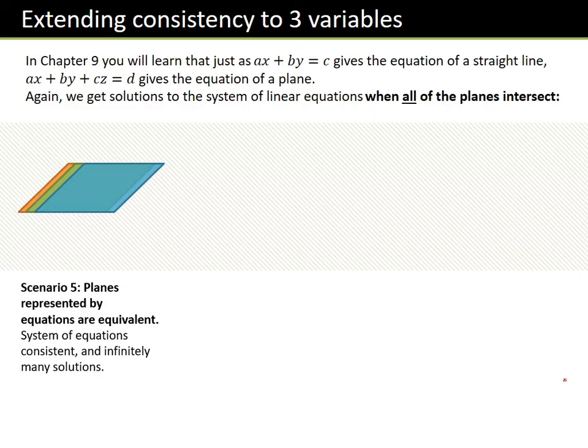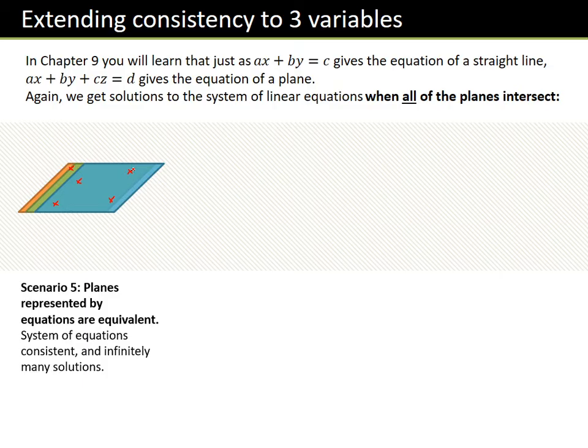The last one that we have is that all the planes are the same. That's the one that you were saying, Ishraq, where they're all the same as each other. So these planes here are exactly the same as each other. The system of equations is consistent, and it's got an infinite number of solutions. This is a solution, this is a solution, this is a solution, this is a solution. Everything is a solution because they are all the same equation.